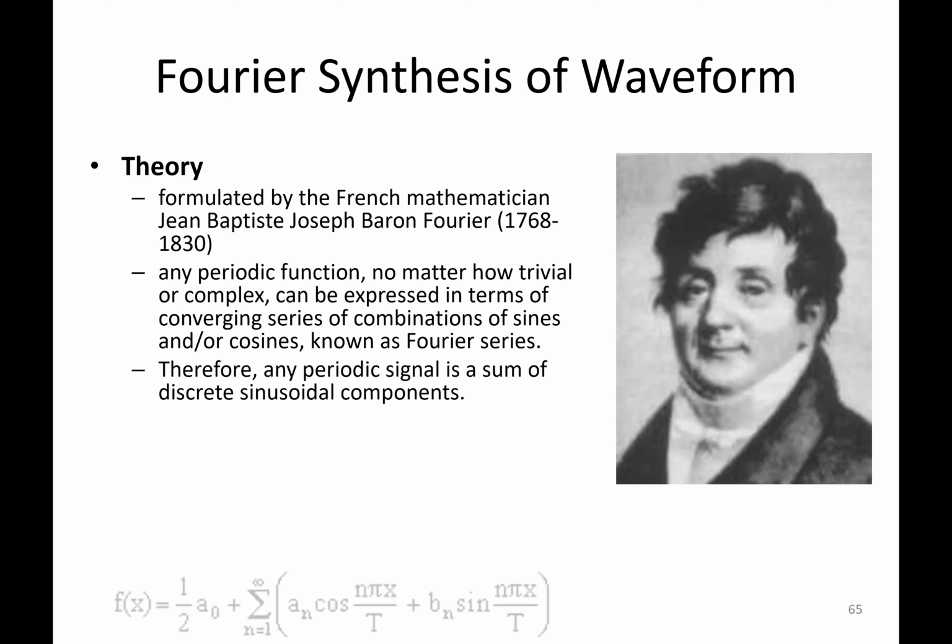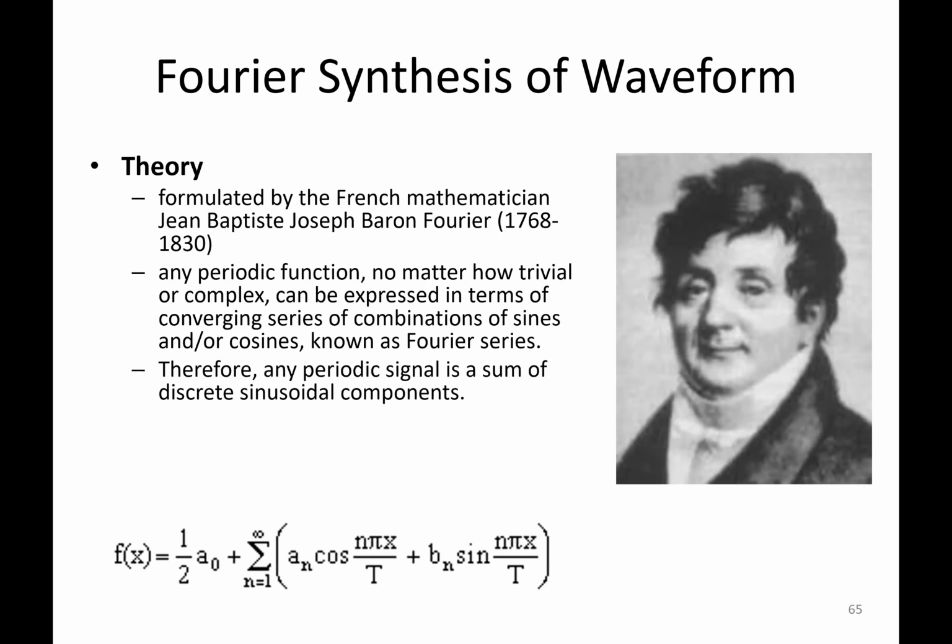So here is what he came up with down here. This is a function of x: 1/2 a naught, that's at the beginning, plus the sum from n equals 1 to n equals infinity of an cosine n pi x over t, that's the periodic time, plus bn sine n pi x over t. And if it's a periodic function, it's going to repeat itself every so often.